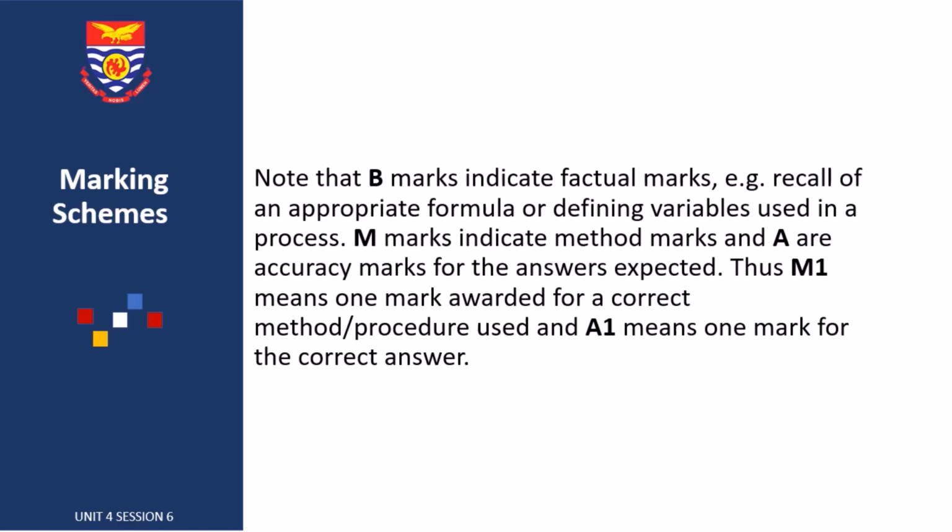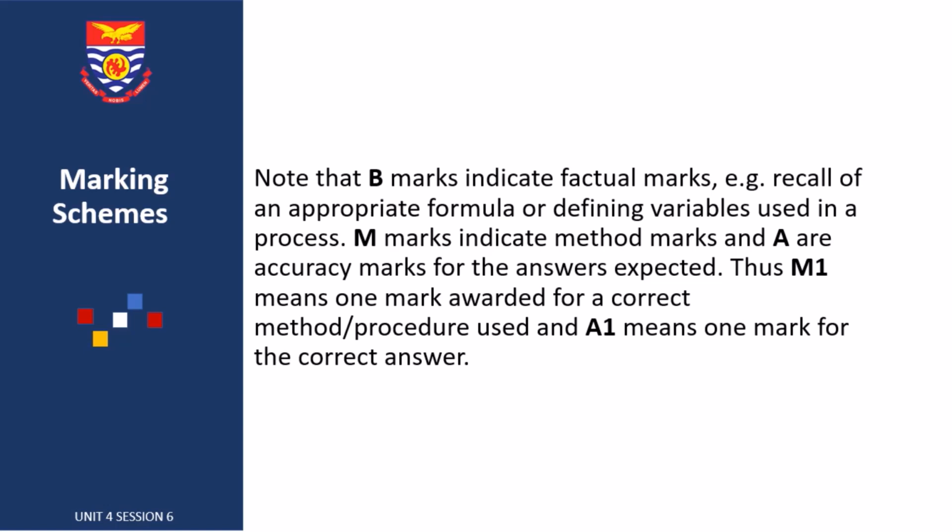Sometimes too, when they define, maybe it's a word problem, you say let x and y represent the ages of so and so, or let x be the age of this person, and then they say maybe B1, and that's the factual, or some people say bonus. Or when they construct a frequency table, those can be factual marks or bonus marks there. Then M marks indicate method marks, and then A are accuracy.